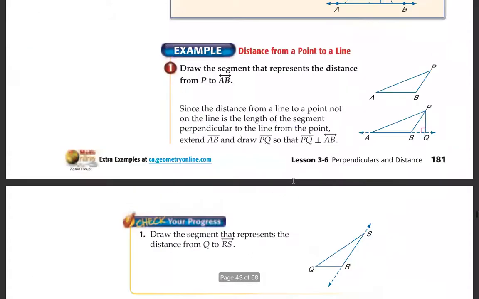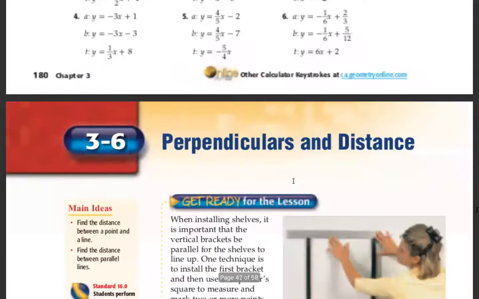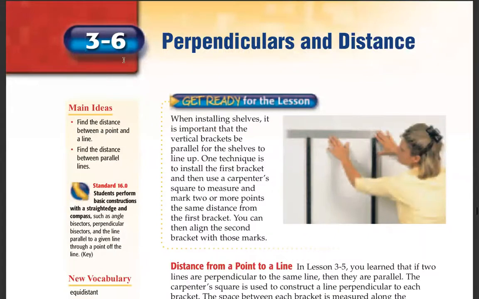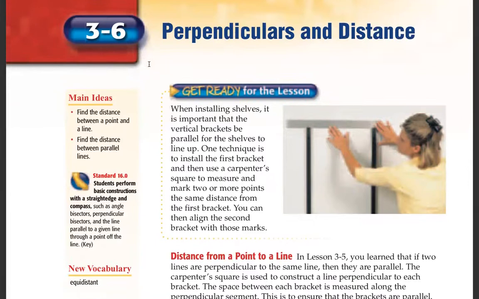Good morning. So, our lesson today is about parallel perpendiculars and distance. If you notice, we are jumping into 3-6 because the lesson today deals with equations of lines. And since we had the equation of the line yesterday, might as well continue on with this lesson. And then tomorrow, we'll have 3-5. Okay? So, perpendiculars and distance.